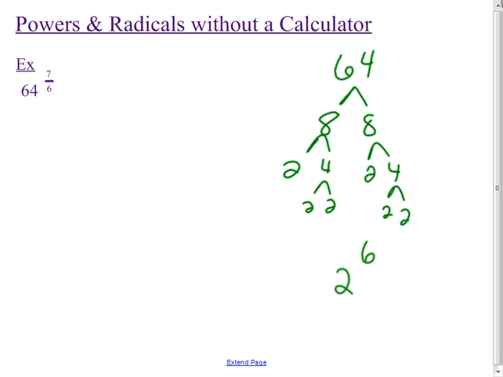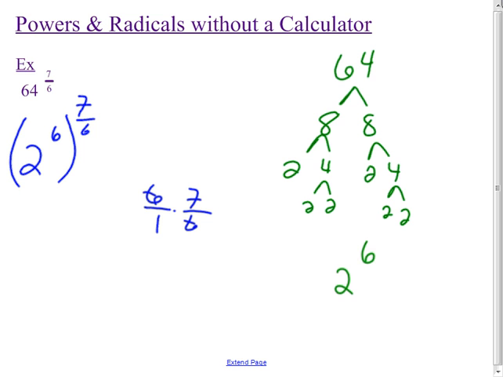Now, you may know what it is. If you don't, it's very helpful to do this factor tree. So I can rewrite 64 instead as 2 to the 6th, and then it goes to the 7/6. And then I know what to do when I have a power to a power. I have an exponent and then another exponent attached. So again, looking at those exponent properties, I multiply. So 6 over 1 times 7 over 6. The 6's cancel. It's 2 to the 7th.